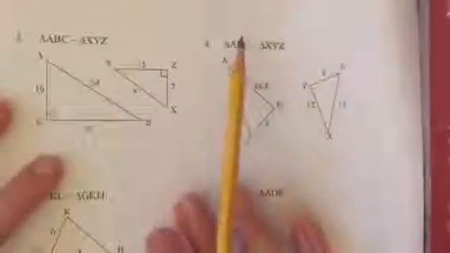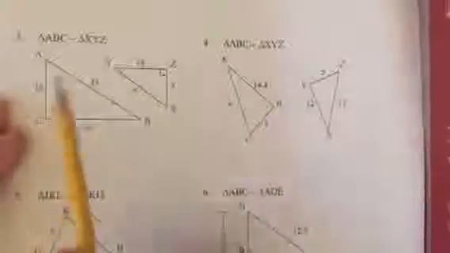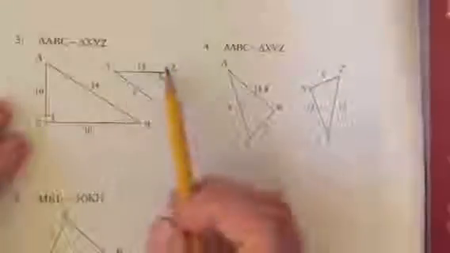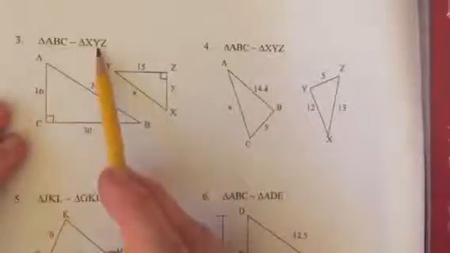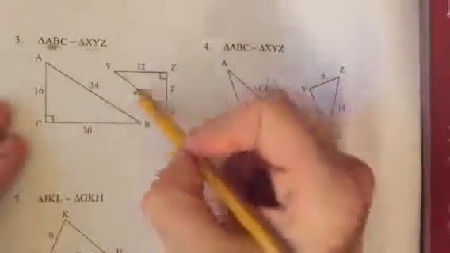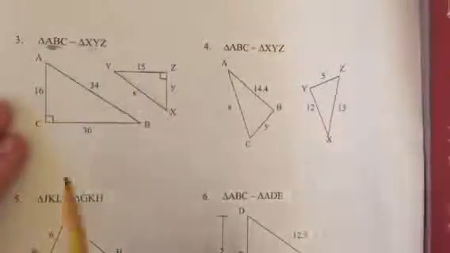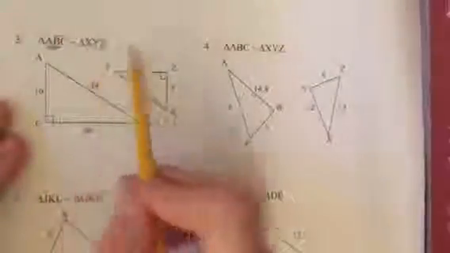So for 3, I'm going to do 3 and 5 and you do the rest. For 3, we got triangle ABC. ABC is similar to XYZ. And the way they write this gives us clues about what's corresponding. So I know that side AB, this side, matches up with XY, right? And I know that BC matches up with YZ.